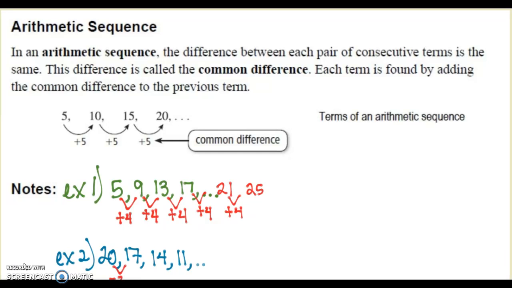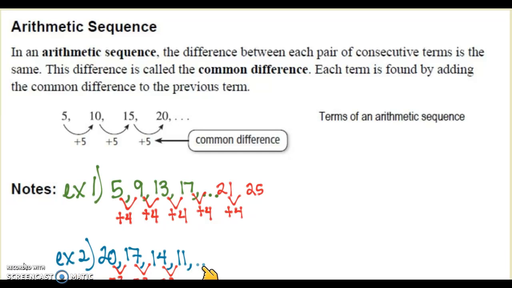So if I subtract 3 from 20, I'm going to get 17. And if I repeat that process, if I take 3 away from 17, I get 14. And if I take 3 away from 14, I get 11. And so my common difference here, for example number 2, is I'm subtracting 3 from each term.